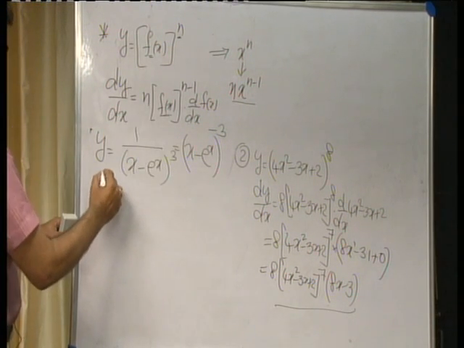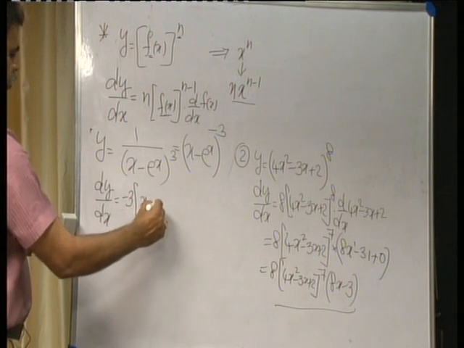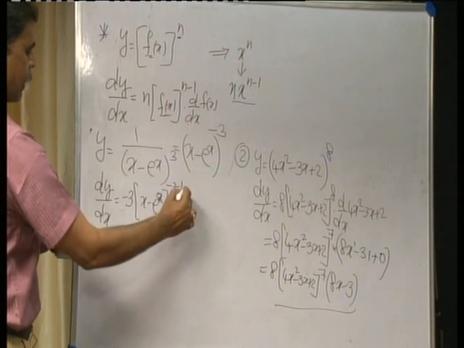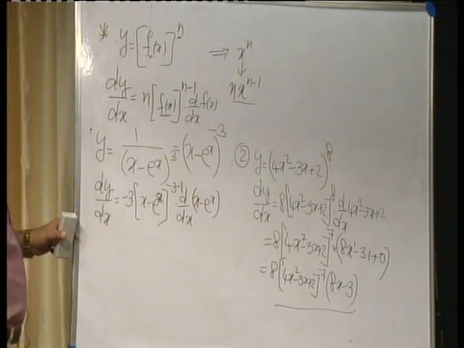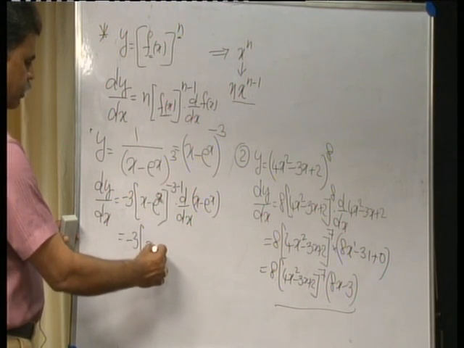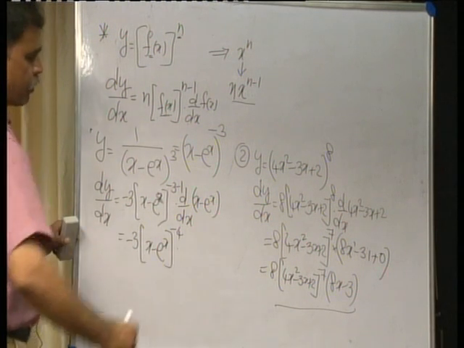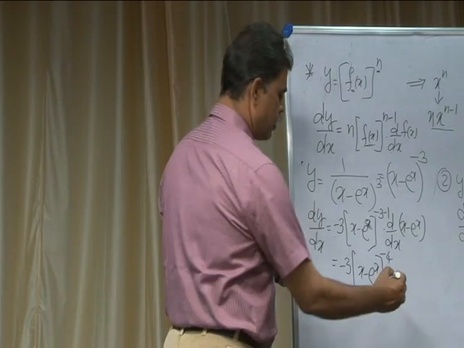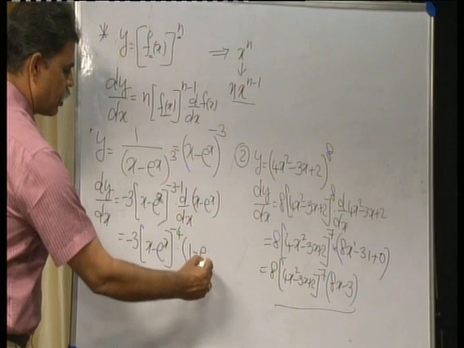Then according to our rule, dy by dx is equal to n, n is minus 3, into function x minus e power x to the power of n minus 1, that is minus 3 minus 1, into d by dx of function x minus e power x. The function is x minus e power x. This is equal to minus 3 into x minus e power x whole to the power of minus 3 minus 1, it is minus 4, into differentiation of function. The function involves x minus e power x. What is differentiation of x? It is 1. Differentiation of x is 1 minus differentiation of e power x. Differentiation of e power x is what? e power x only.